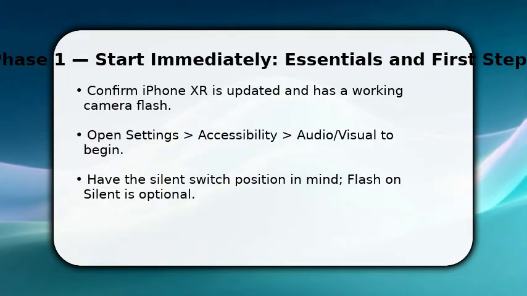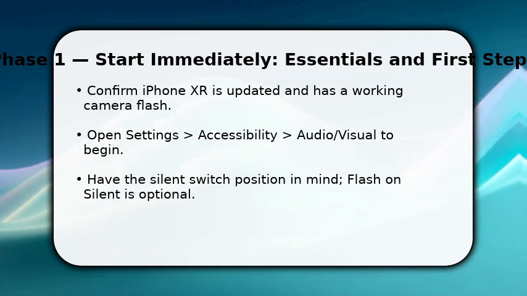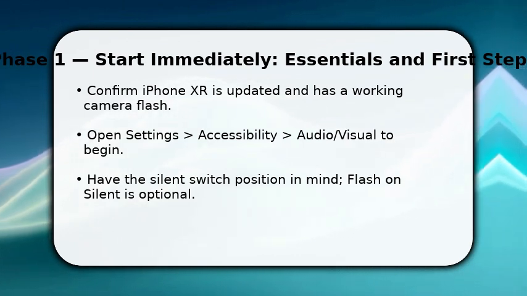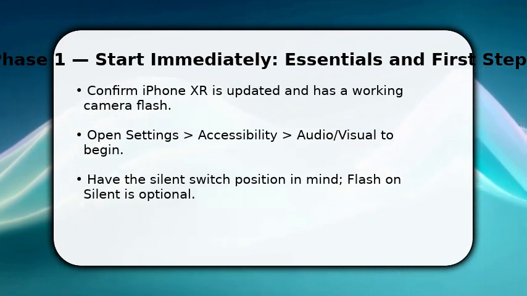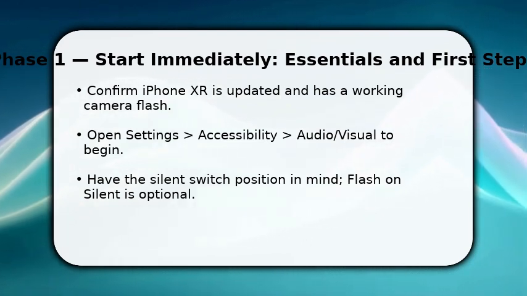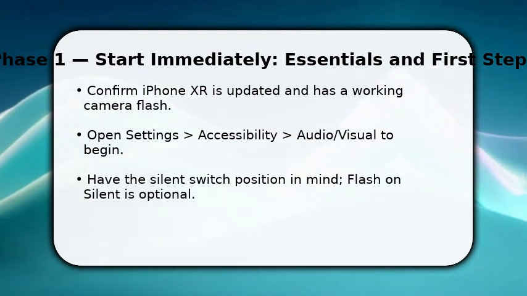You're going to enable LED flash notifications now, so make sure your iPhone XR is on the latest iOS and the camera flash works. Open Settings, then tap Accessibility. Once there, choose Audio/Visual, that's where Flash alerts live. You want this route because accessibility controls override other notification nuances.